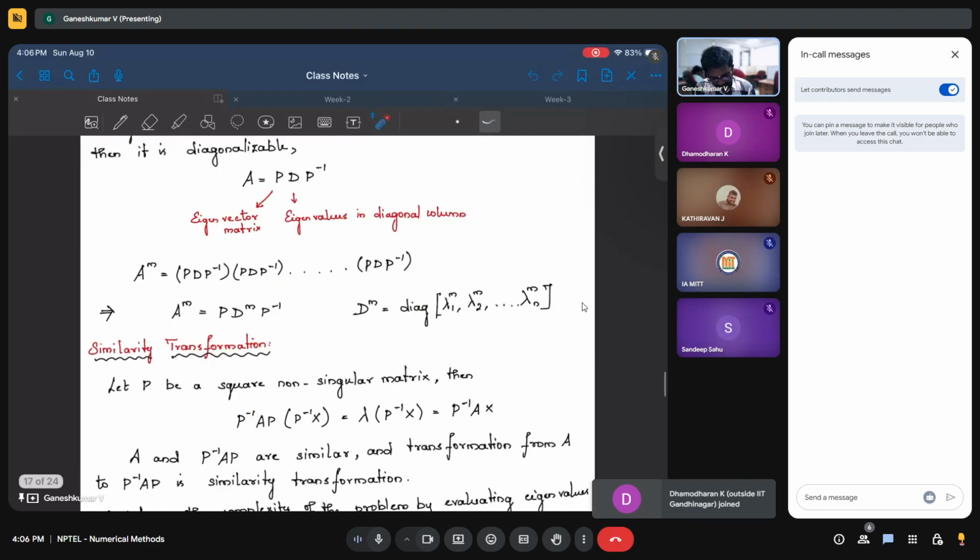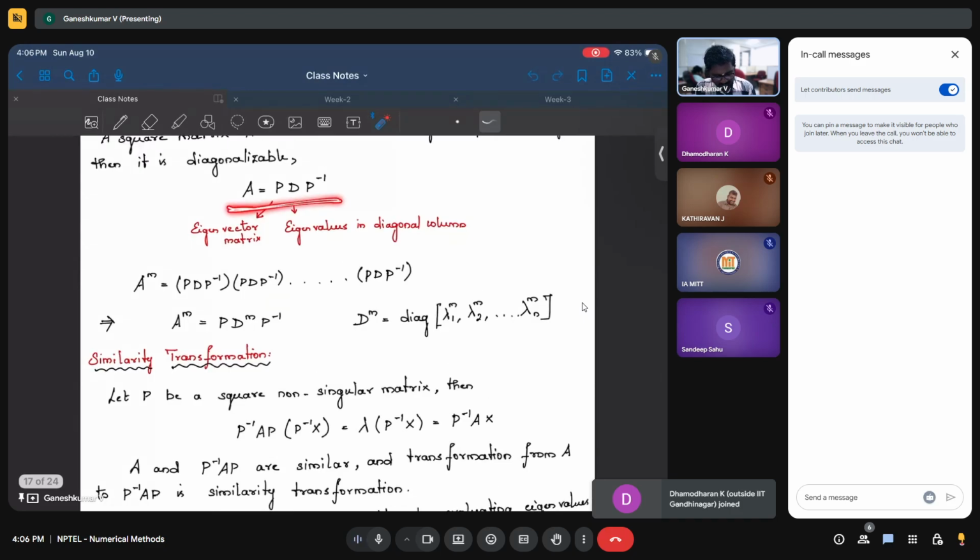And diagonalizable in the sense that you can represent a matrix in terms of eigenvector and eigenvalue matrices, where P is the eigenvector matrix, P inverse is the eigenvector matrix inverse, and D is the eigenvalue matrix. It's a diagonal matrix with eigenvalues populated in the diagonal elements of your matrix. So this gives us an advantage.